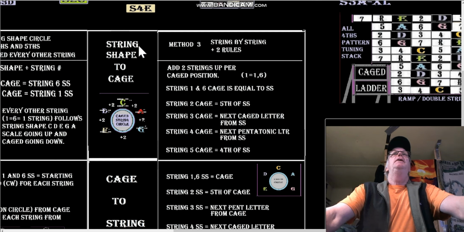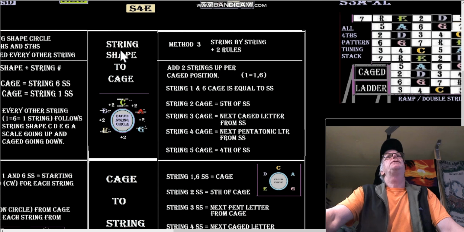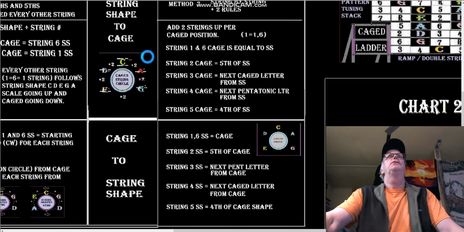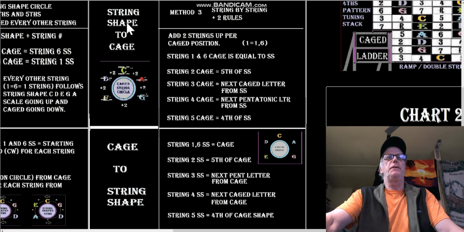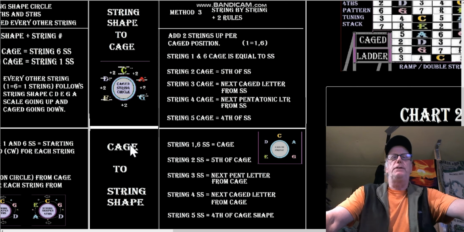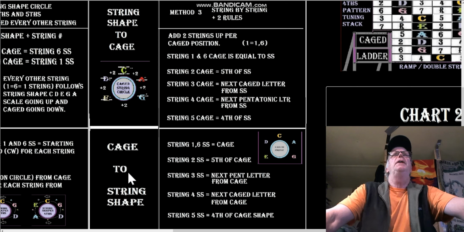So we've got 2 categories, string shape to cage and then cage to string shape. String shape would have been, we're on the C and the D on the B string up there. Is it the B string? Yeah. And then cage to string shape would be, we were on the E-shaped, the E cage, E-shaped F, or actually we were on the C cage, sorry, and to the string shape.